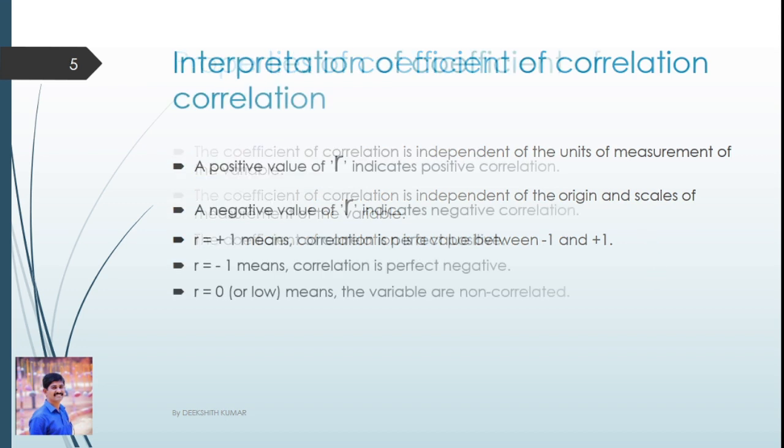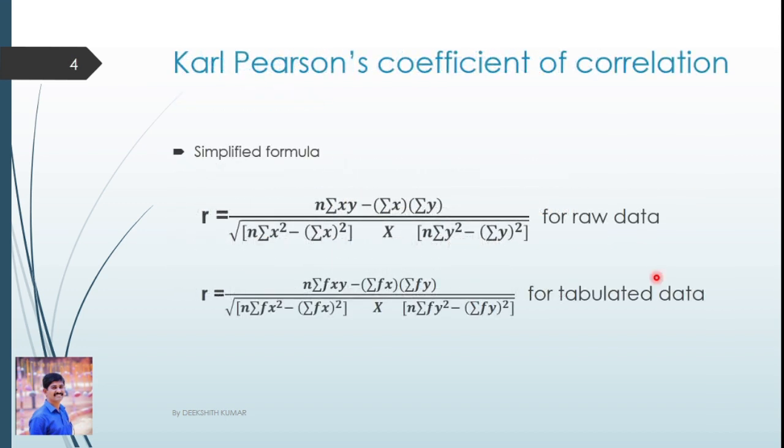Once again, I'll show the formula and repeat it because we are going to see the application of this formula. R is equal to n sigma xy minus sigma x into sigma y, divided by the square root of n sigma x square minus sigma x whole square, into n sigma y square minus sigma y whole square. Keep in mind the square root is for this denominator, not for the upper portion. The same formula is used with frequency for tabulated data.